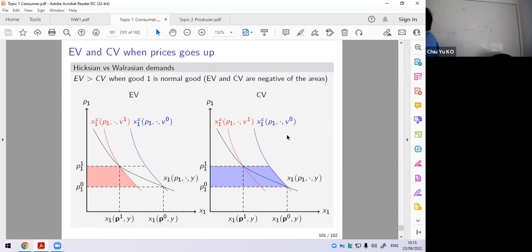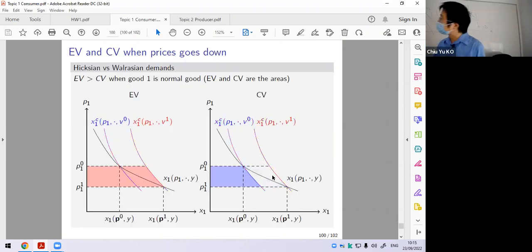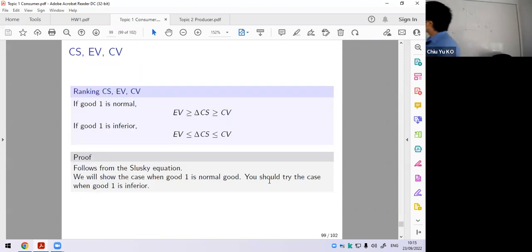Okay, and you can draw it by yourself. I have a normal good here. If I have an inferior good, where the lines are like this, we still have the same result. CV and EV are always in between, but you will see the thing swap.